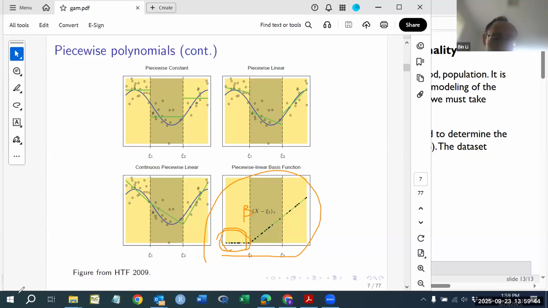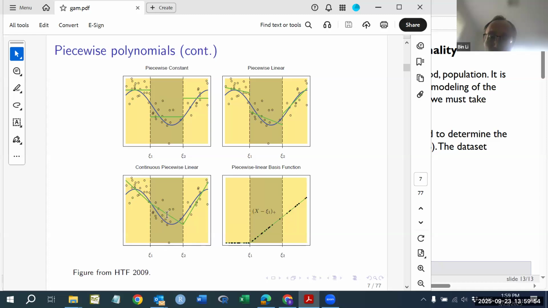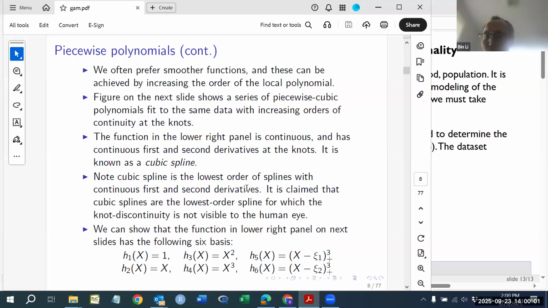Okay, so by including these four terms, we can have a continuous piecewise linear function. But piecewise linear doesn't look very good, right? It's connected, but it's not smooth. So let's go one step further. Piecewise polynomials, how about that?